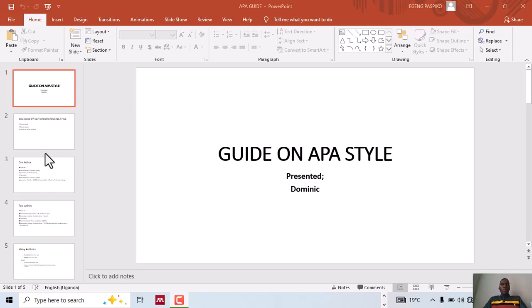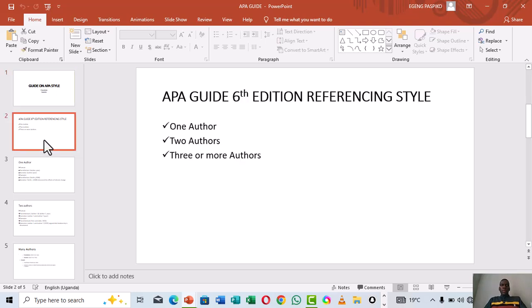In my presentation today, I'm going to tell you about the APA 6th edition referencing style. How can you reference, let's say, a novel or the books you have written or any other assignment that you have been assigned, basing on the notes and information you have got from the novels, from the reference books that you have obtained the notes from, or the guides? When it's one author, how can you reference it? We are going to look into it in our next slide of presentation.